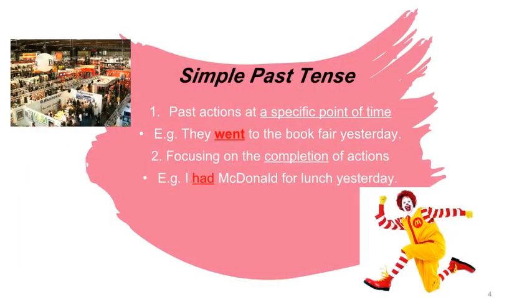Before we look more deeply into past continuous tense, let's review what simple past tense is. First, we use simple past tense when we are talking about past actions at a specific point of time. For example, they went to the book fair yesterday. Second, we use simple past tense when we want to focus on the completion of actions. For example, I had McDonald's for lunch yesterday.